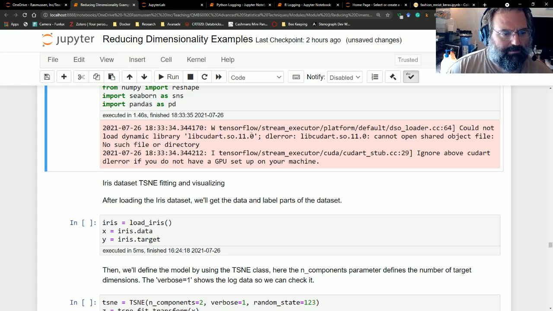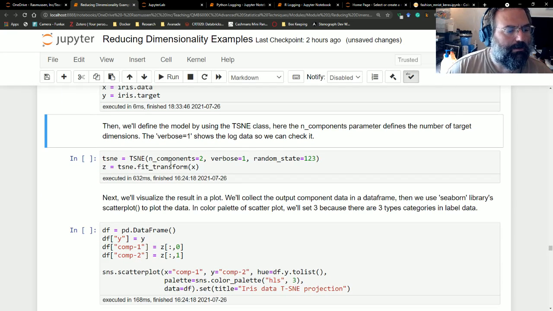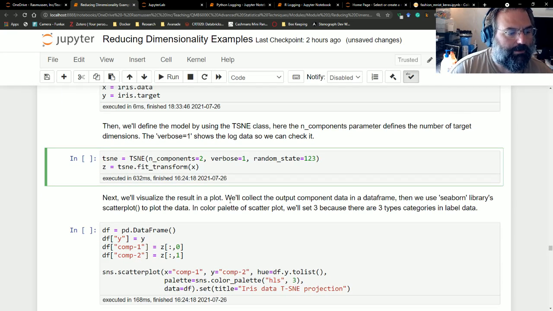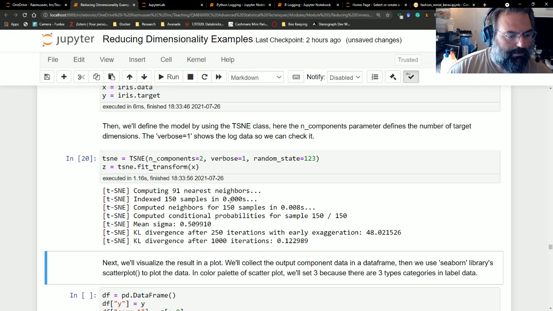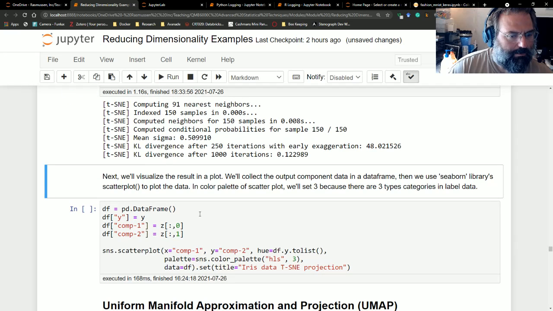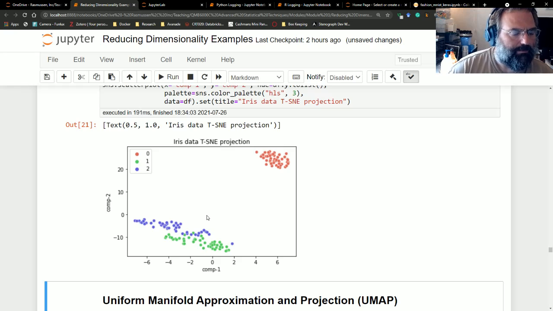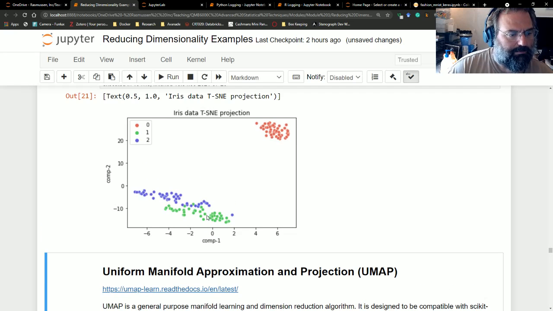Yeah, it's giving me grief with my GPU. Anyway, hopefully this will work. So we can load Iris again, create an instance of it, and then do a fit transform. And then you can see it does a reasonably good job separating them. Again, though, not as easy across the X dimension, but with some rotation you could get pretty close.